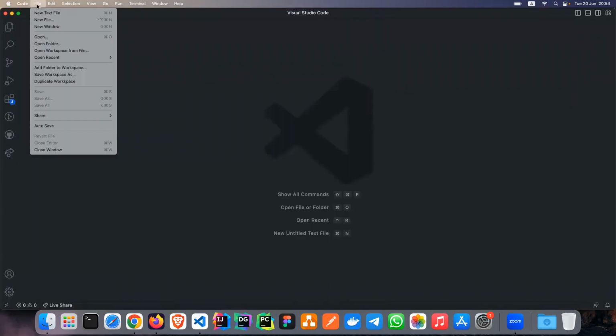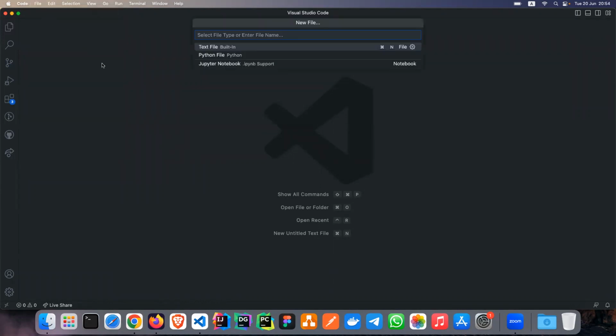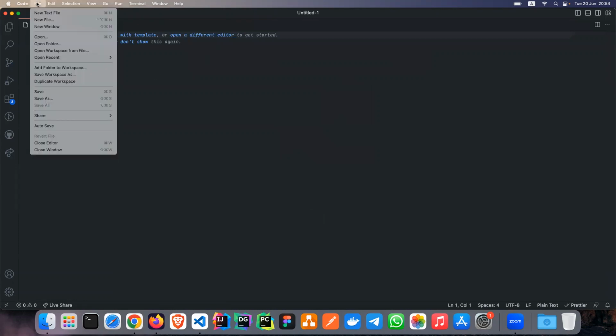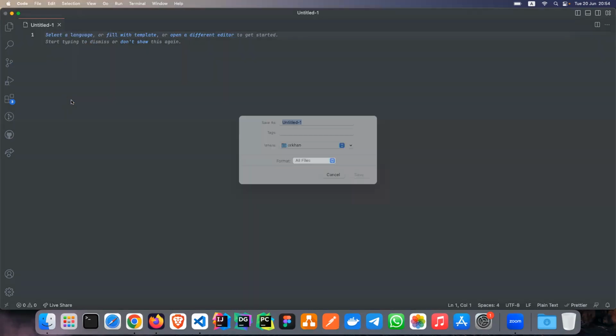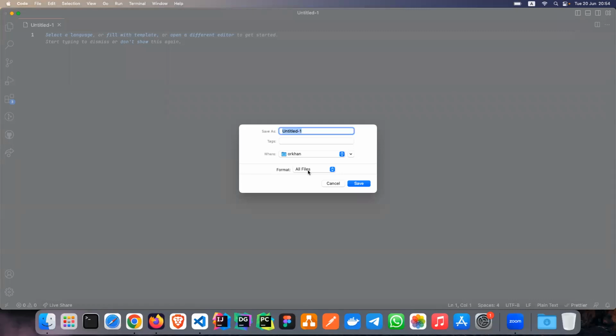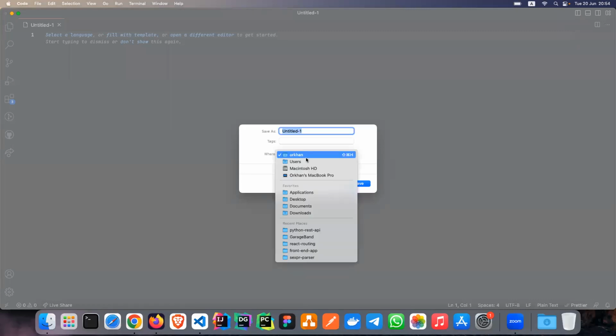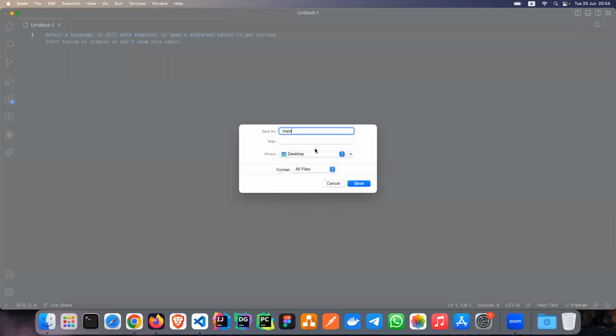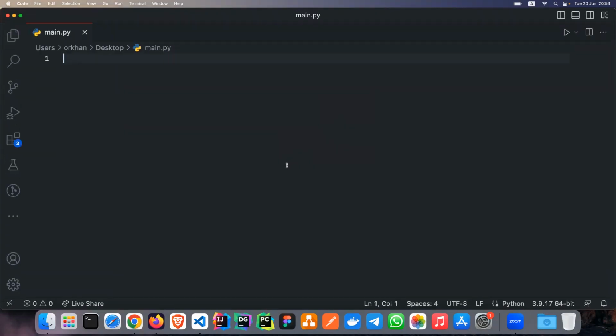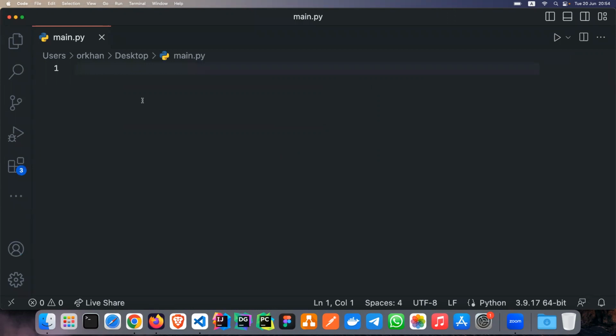So I will create a new file here. Let's call it a text file, and I want to save this file. Save as, or I can just press Ctrl S. I will save it on the desktop. I will call it main.py, and I'm zooming this. In your Visual Studio Code, as soon as it sees this .py extension, it will know that it's a Python file, it will show you the logo of Python, and we can write some code here.